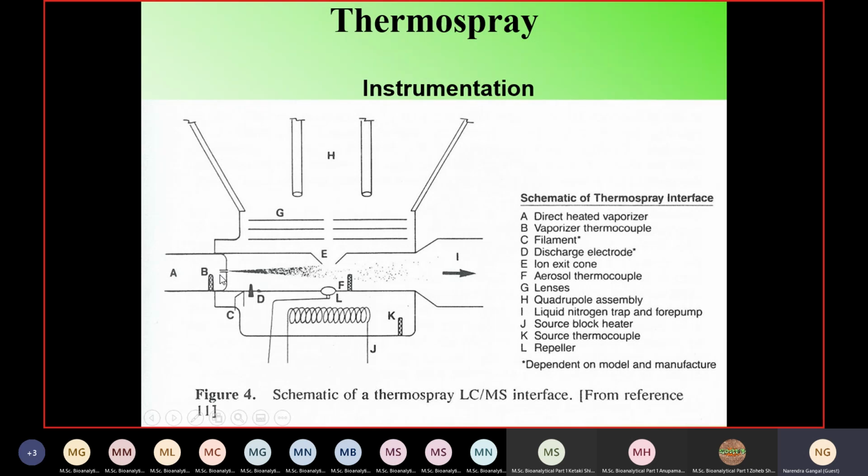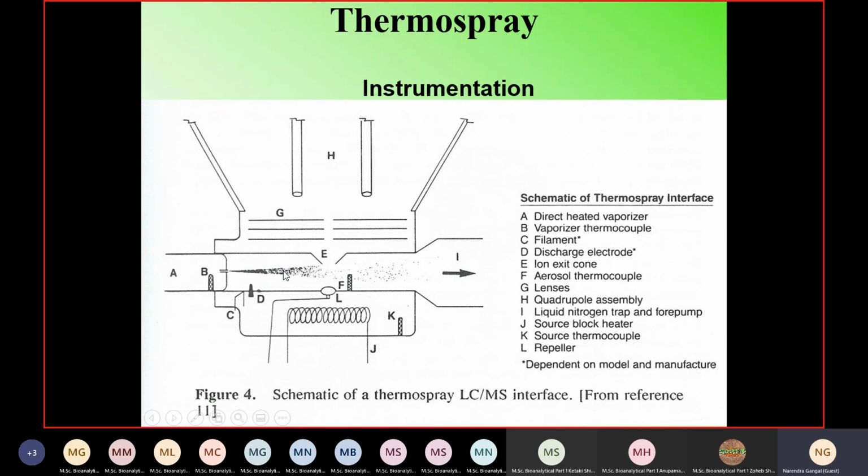Okay. Now from here, it is heated up. It is heated, there is a filament also for charging my species. Then subsequently this comes out as fine droplets, basically the nebulized one, and from here there is a discharge electrode also. Here the ions are formed because of the filament and because of the heating. So it's a thermal ionization, thermospray. So ions are formed in this particular portion.